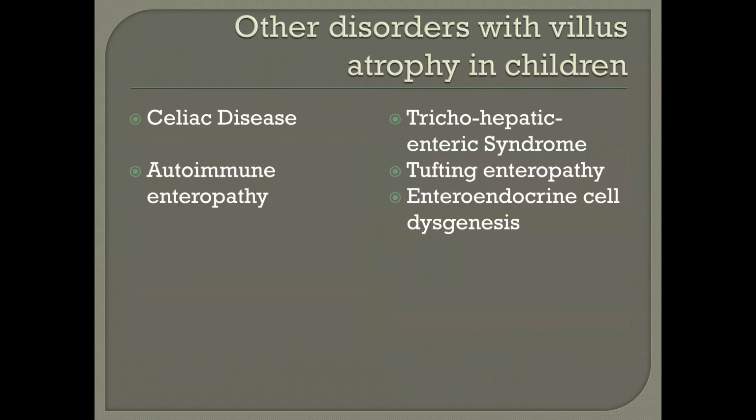Okay. Next, other things that can give you villus atrophy: celiac disease, we've mentioned, autoimmune disease, trichohepatic enteric syndrome. I'm still waiting to see my first case of that. Tufting enteropathy, enteroendocrine cell dysgenesis. These are textbook cases and pediatric center type of diagnoses, not usually encountered in routine surgical pathology.